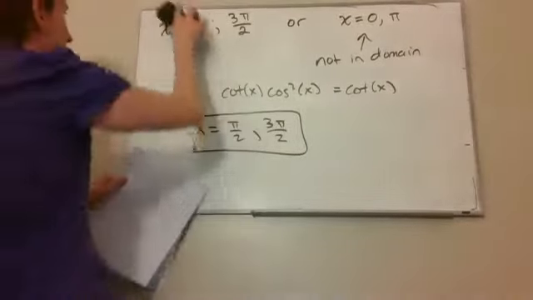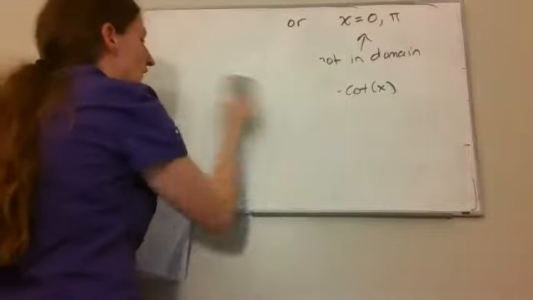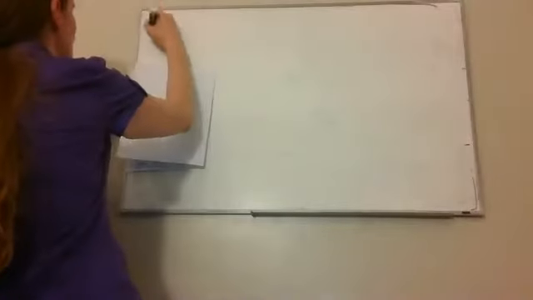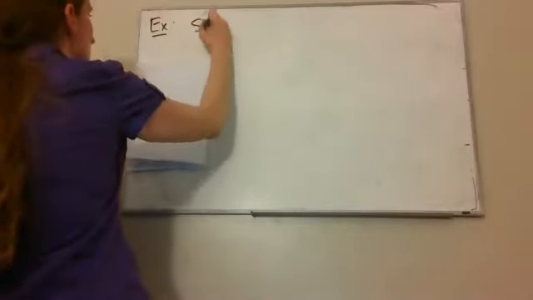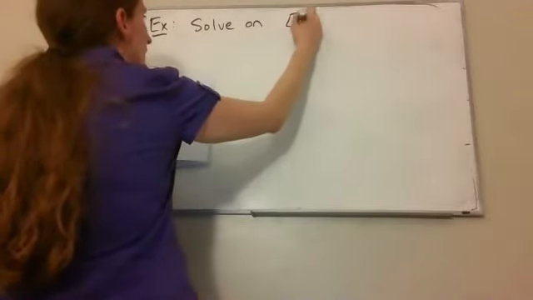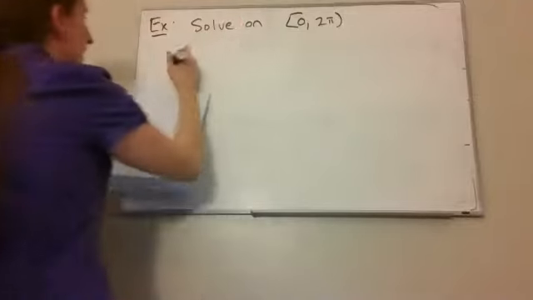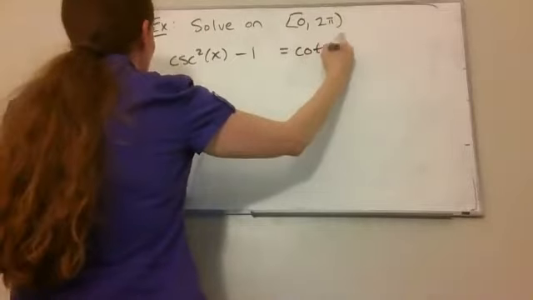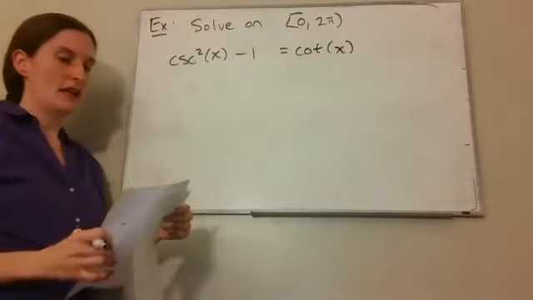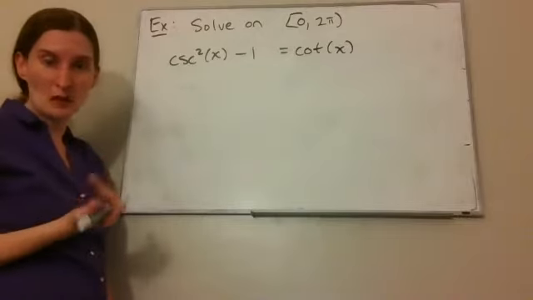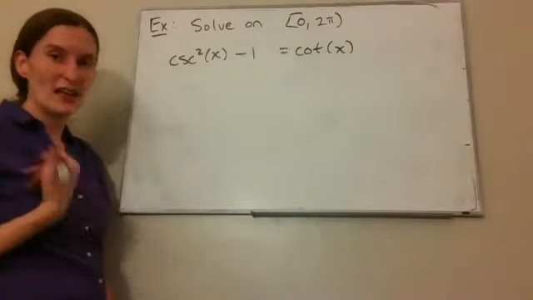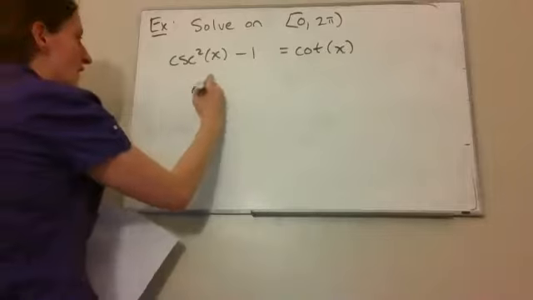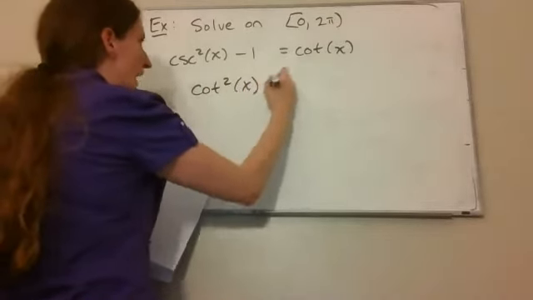Let's just do a few more examples, just to get a good variety of problems in here. Solve on 0 to 2 pi. And I have cosecant squared of x minus 1 equals cotangent of x. Now, I don't know about you, but I see that cosecant squared of x minus 1, and I think of one of my trig identities right away. It's one of my Pythagorean identities. This left side is equal to cotangent squared of x.